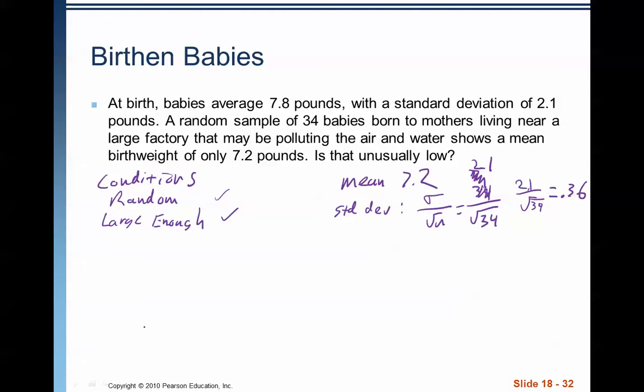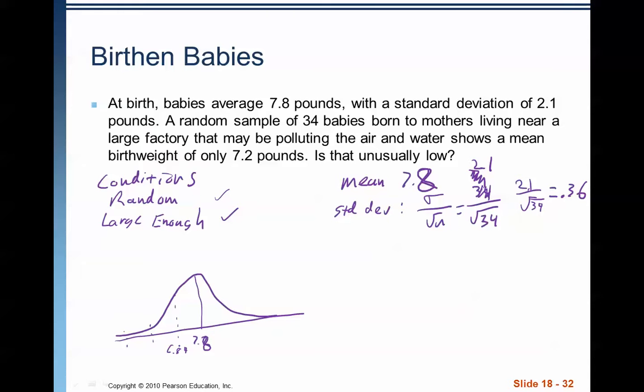So for the model itself, we can draw the normal model, and that's not a good one, but oh well. The mean here is 7.8. It's asking if this is unusually low, so I'm just going to draw out the left side of this model. Oh gosh, I should just redo this, but I'm not going to because I've got to get this done. We're going to try it again.